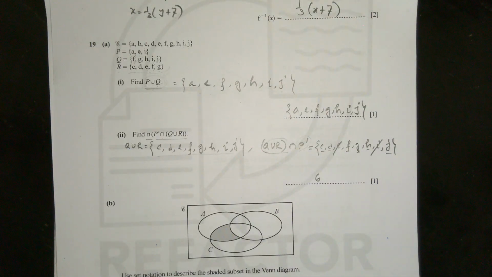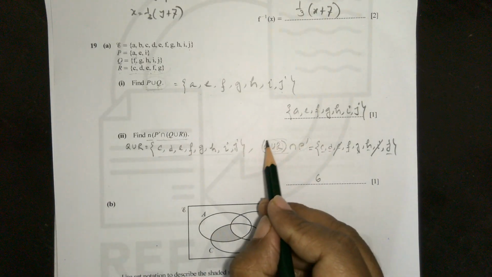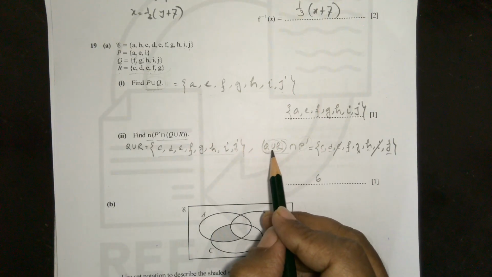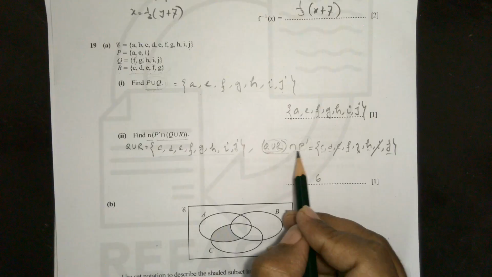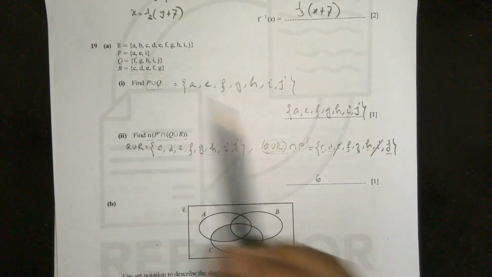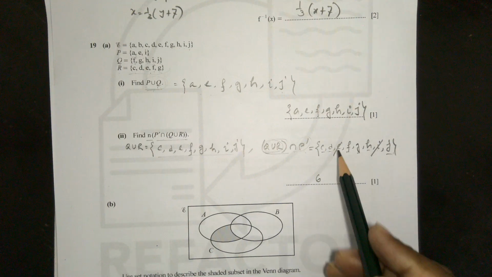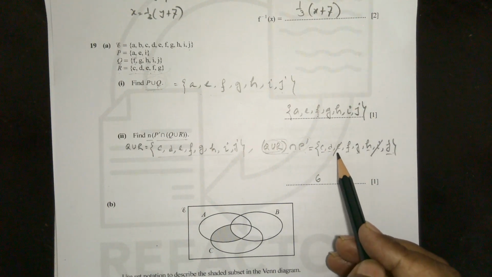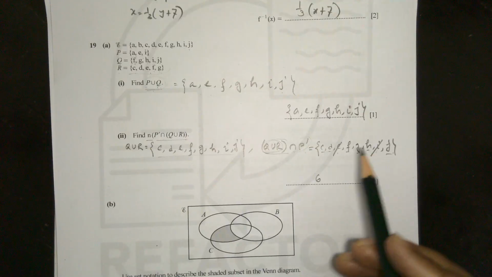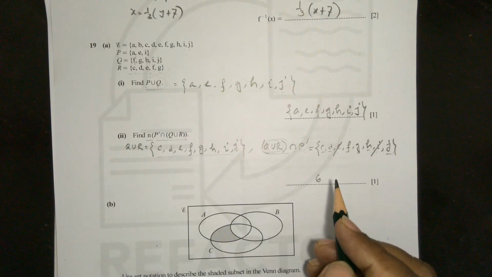Why did you not cut off F? Because F is not in P. It says take whatever is in Q and R, but remove whatever is in P. Since P has A, E, I, A is not here, so I'm not cutting A. But E is in P, so I cut E. I is in P, so I cut it also. Got that, sir. Thank you.